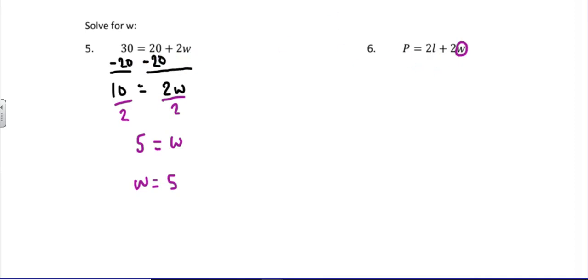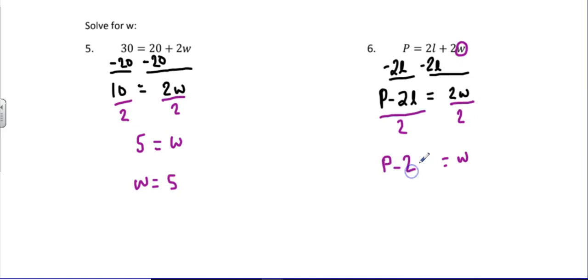I'm going to subtract 2L. So I'll write down P minus 2L over here on the left side of the equation, and then I'll bring down this 2W on the right side of the equation. The next step will be to divide by 2. And I'll just write P minus 2L all divided by 2. So that's what W equals: P minus 2L divided by 2.